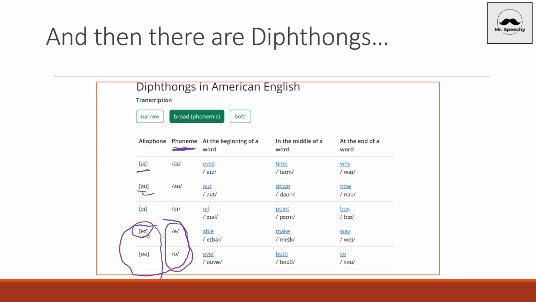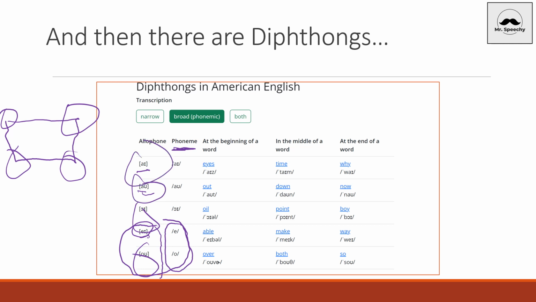We will not be touching the diphthongs only because, as you will see, I'll just draw it out right now, as you are targeting these four areas in your vowel space, these four corners will influence how you are producing these diphthongs.